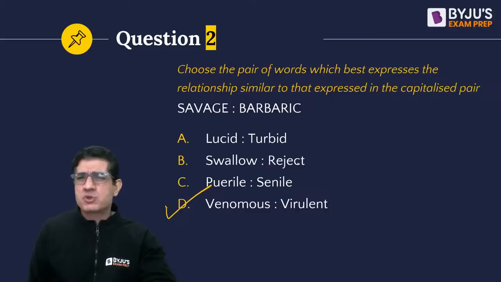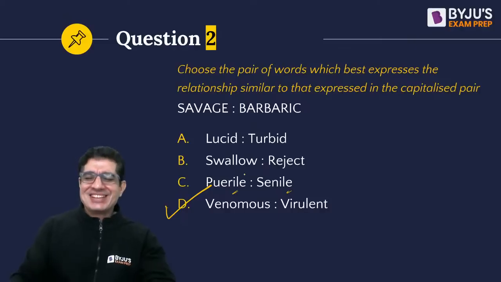Lucid, turbid are antonyms. Swallow, reject can be called antonyms, but definitely not synonyms. Puerile and senile are also words along the same lines. Yeah. Puerile is kiddish, childish. Senile is when you are old and are therefore not able to take well thought out decisions. जैसे हम हिंदी में बोलते हैं ना सठिया गए हो क्या senile हो गए हो क्या. So that's what it is.